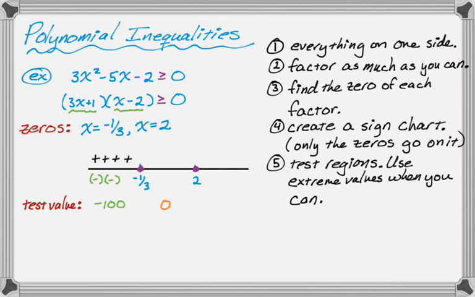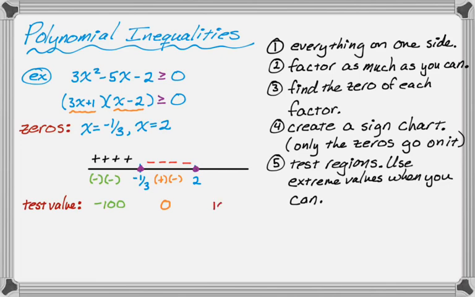You should always test 0 if you can. So I'm going to erase these lines. I'm going to take 0 and plug it into 3x plus 1, which gives me a positive. I'm going to take 0 and plug it into x minus 2, which gives me a negative. And a positive times a negative will always give me a negative. So on that part of my sign chart, I put negatives.